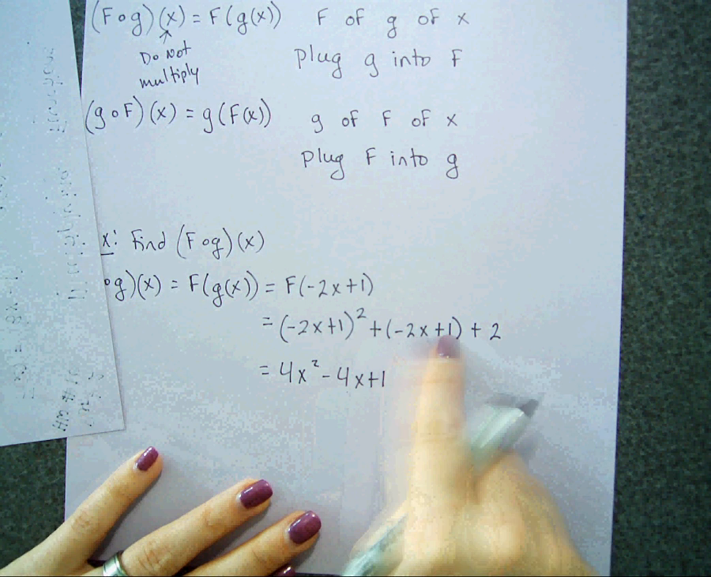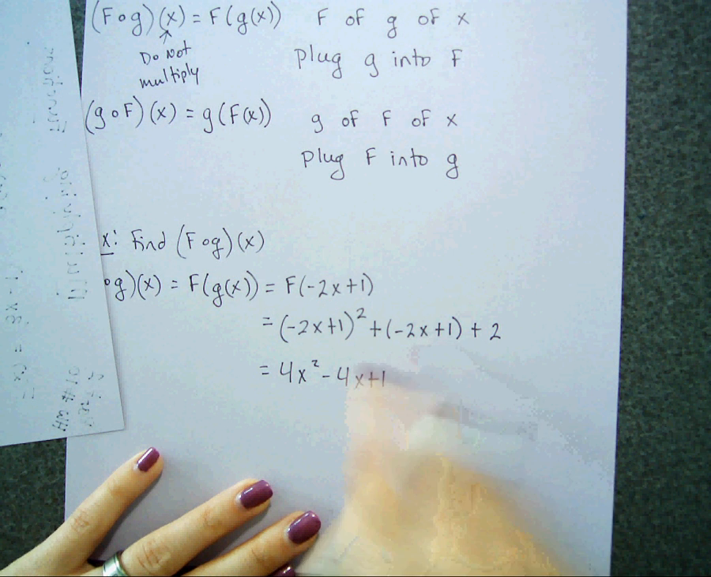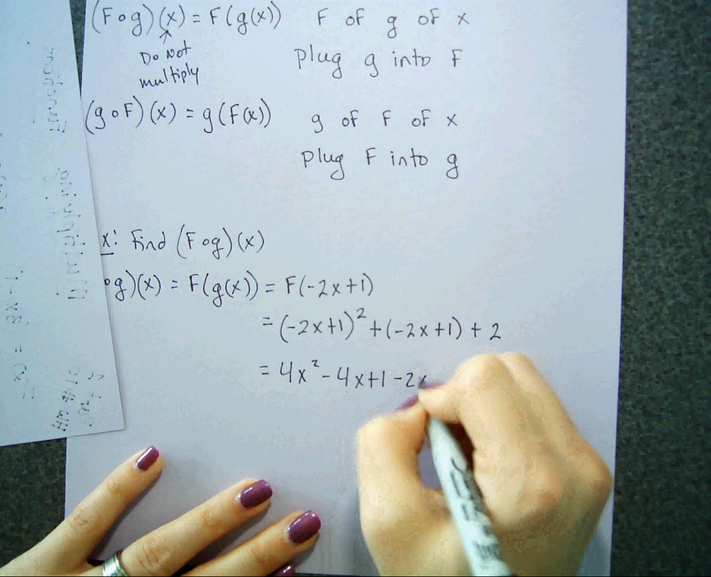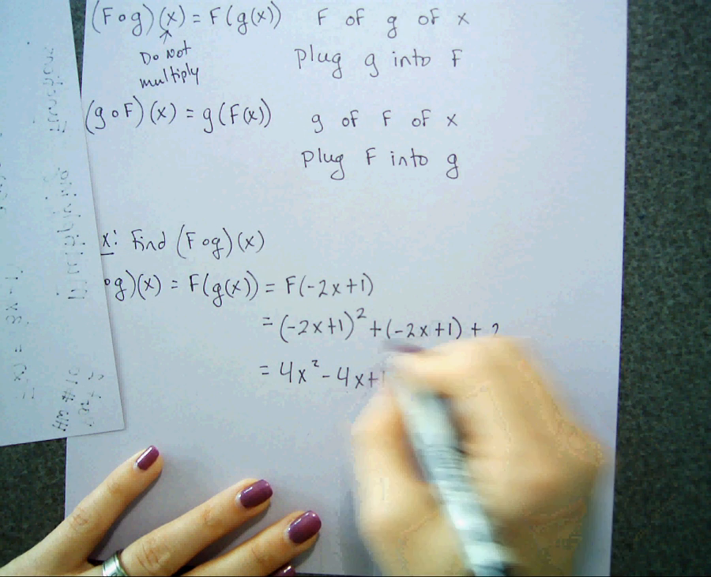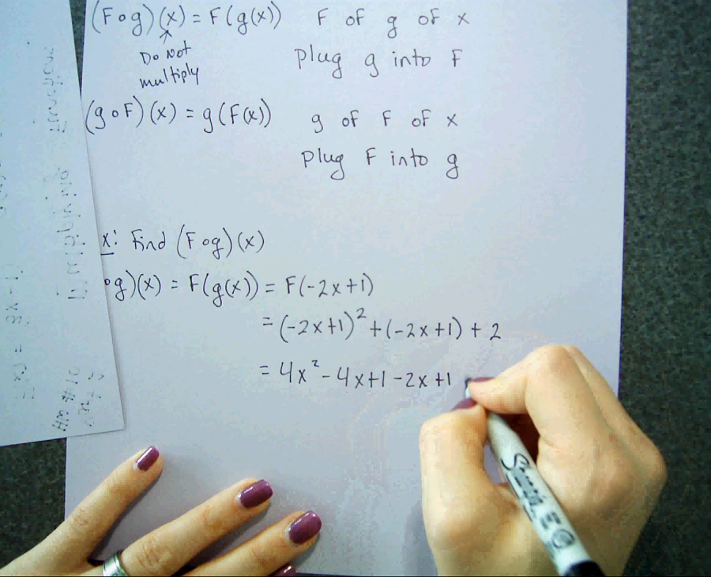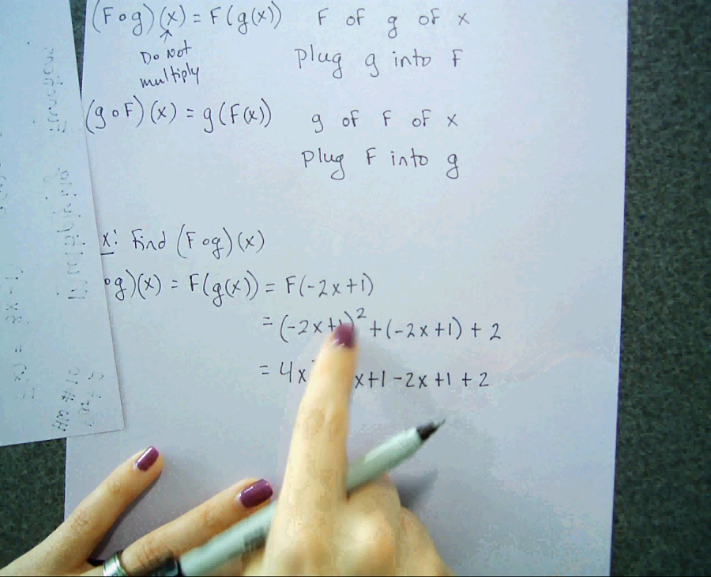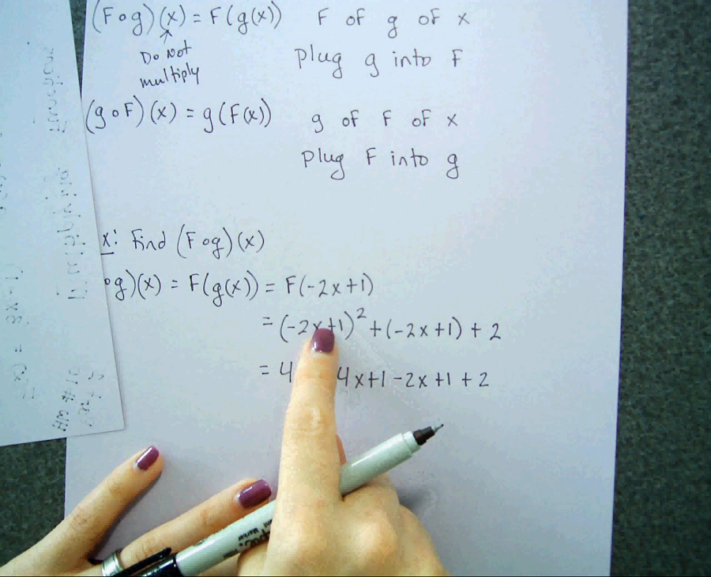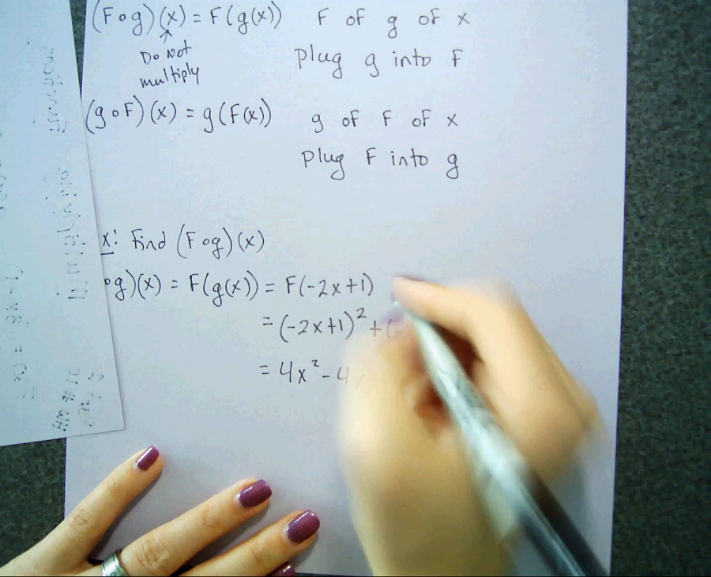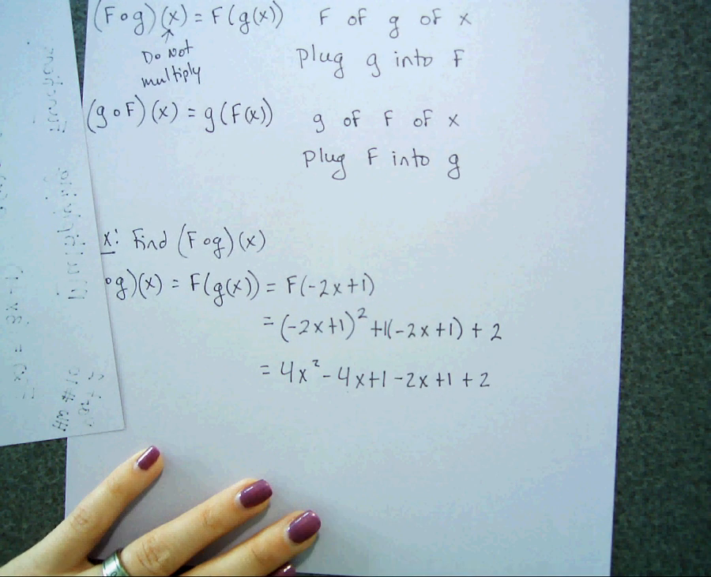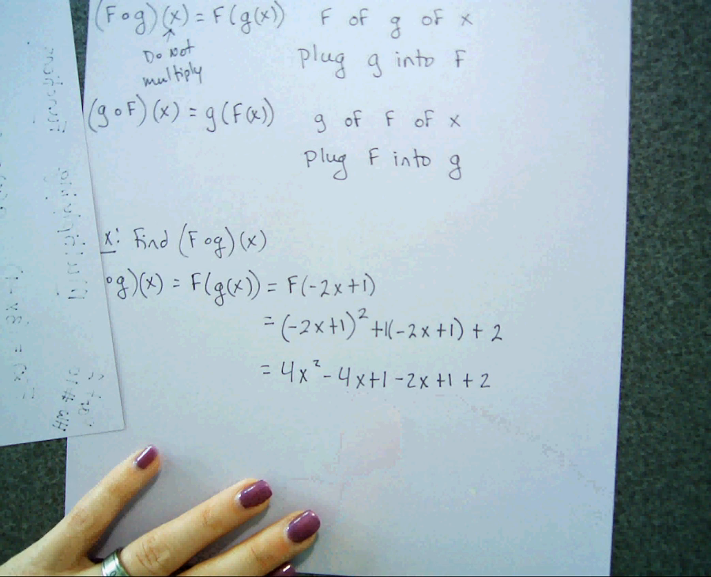Plus negative 2x plus 1. So positive negative 2x is still negative 2x. Positive 1 times 1 gives me positive 1, and then my plus 2. So I distributed or multiplied negative 2x plus 1 squared, and this is a positive 1 just like we have the negative 1, but it doesn't change signs. So I have negative 2x plus 1 plus 2.